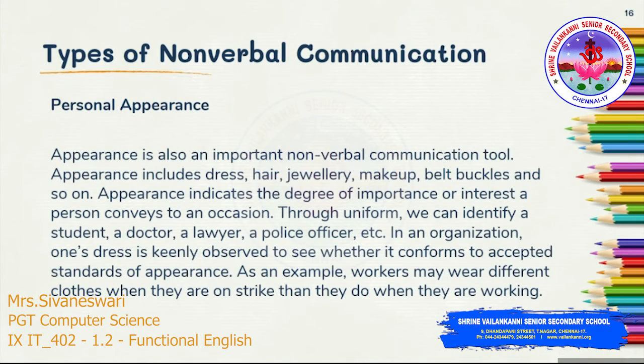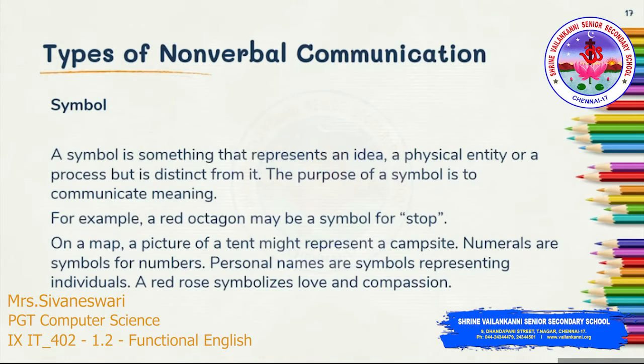Personal appearance. So appearance is also important. It includes dress, hair, jewelry, makeup, belt buckles, and so on. So it indicates the degree of importance or interest a person conveys to an occasion. Through uniform, we can identify a student, a doctor, a lawyer, a police officer. In an organization, one's dress is keenly observed to see whether it conforms to accepted standards of appearance. As an example, workers may wear different clothes when they are on strike than they do when they are working.